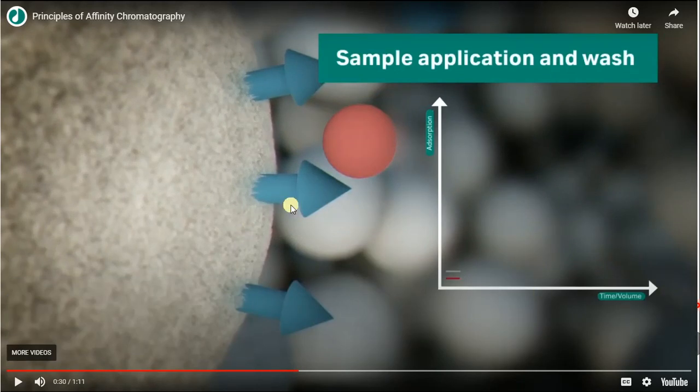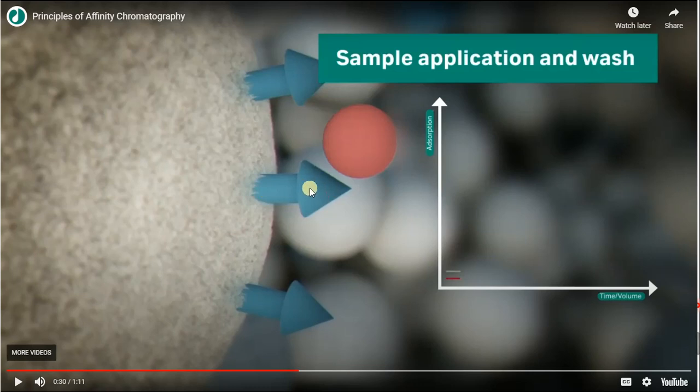I'm explaining the stages. Now for sample application and wash, this is the ligand, this is the spacer arm, and this is the matrix, and this one is very specific to your protein. If you are applying the sample, only this area, this is called the ligand, will attach to your protein only. For example, this is not your protein. This red one and this arm, this is a ligand attached to the matrix by a spacer. This spacer will facilitate more space for interaction.